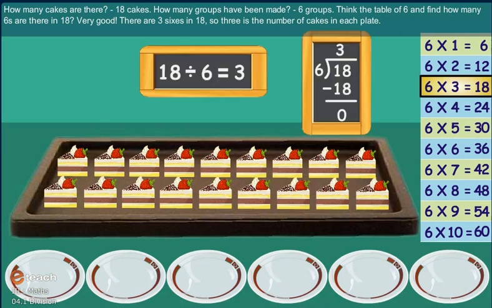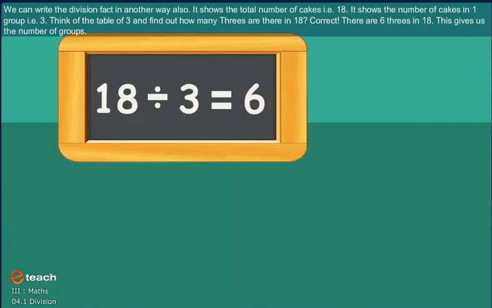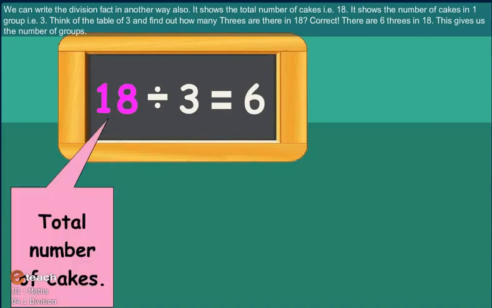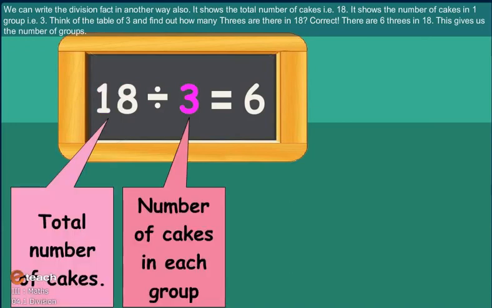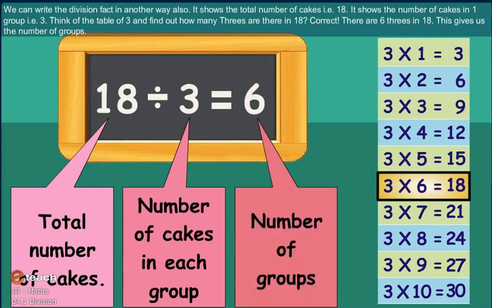Very good. There are 3 6s in 18. So, 3 is the number of cakes in each plate. We can write the division fact in another way also. It shows the total number of cakes. It shows the number of cakes in one group. Think of the table of 3 and find how many 3s are there in 18. Correct. This shows the number of groups.